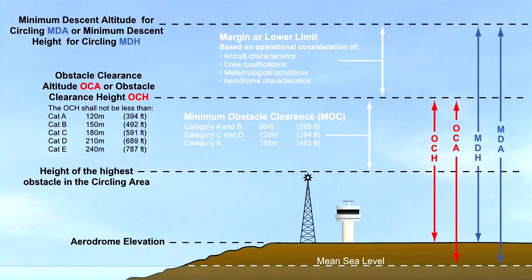Again, this is very similar to the definition of minimum descent altitude or height, MDA or H, for a non-precision approach, that is, the lowest altitude or height above the aerodrome elevation or the relevant runway threshold, if the threshold is more than 7 feet below the aerodrome elevation, below which the aeroplane cannot descend without seeing the required visual references.